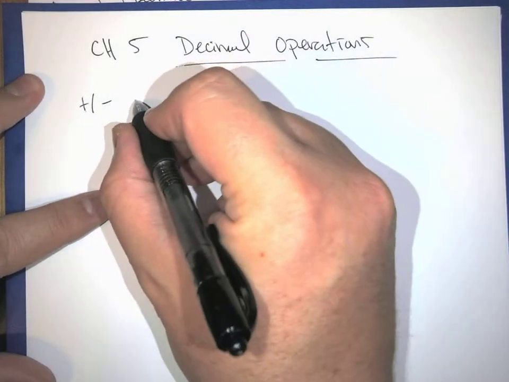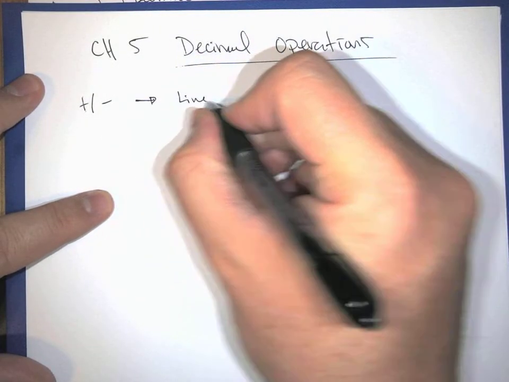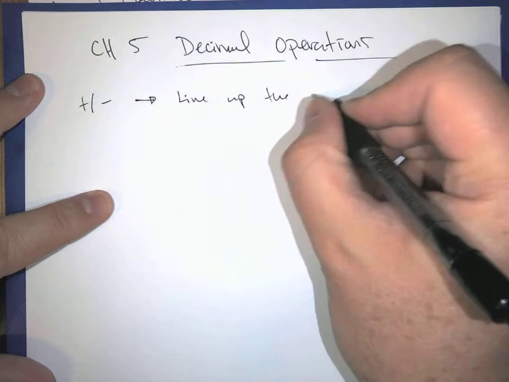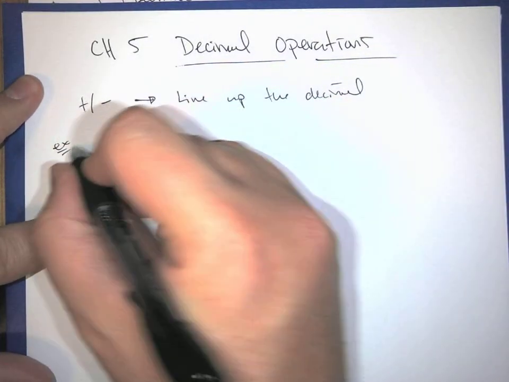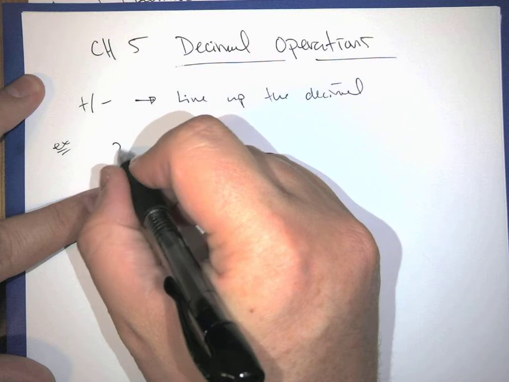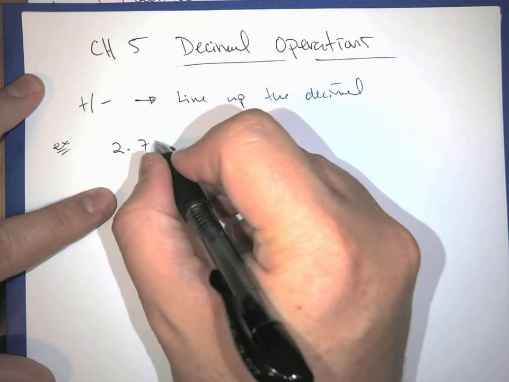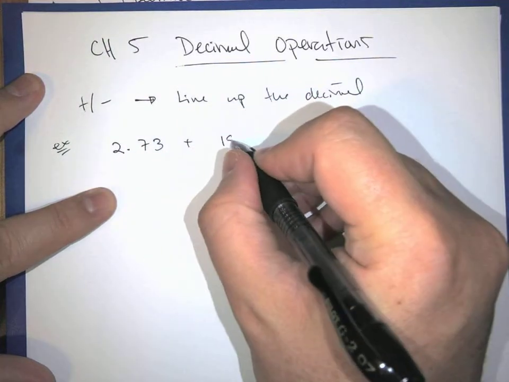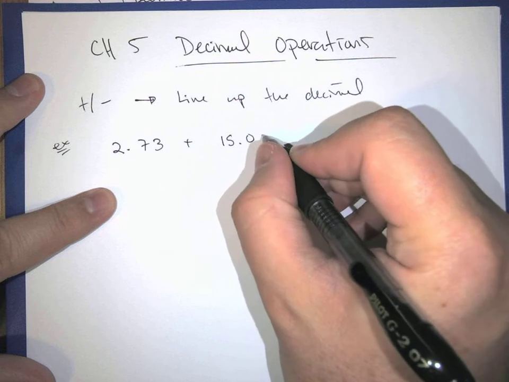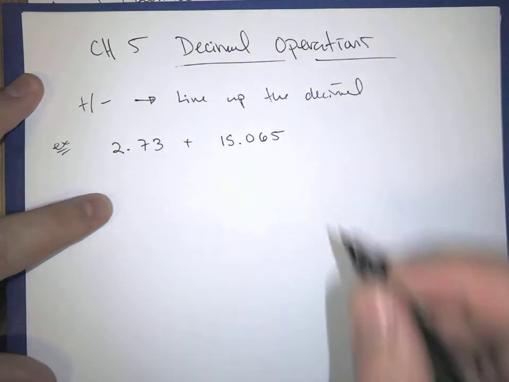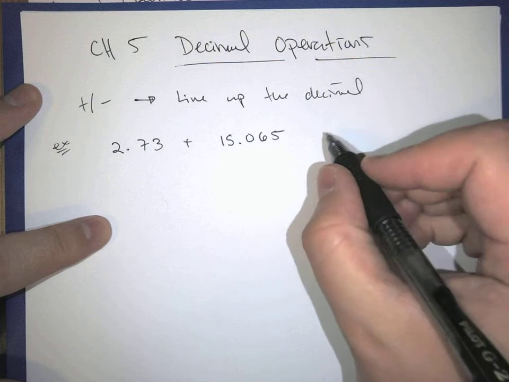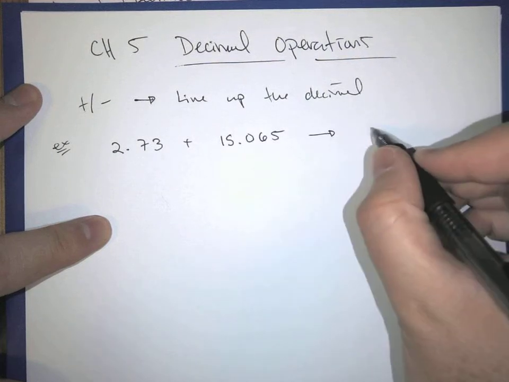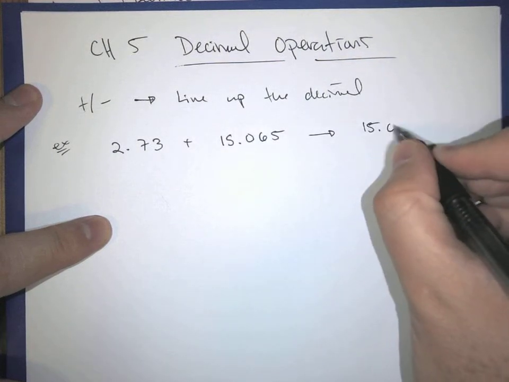So addition, subtraction. The main thing is line up the decimal. So if you're adding and subtracting, I'll do maybe one of each. Let's do 2.73 plus 15.065. So we're talking the classic setup, stacking them up and adding them together.